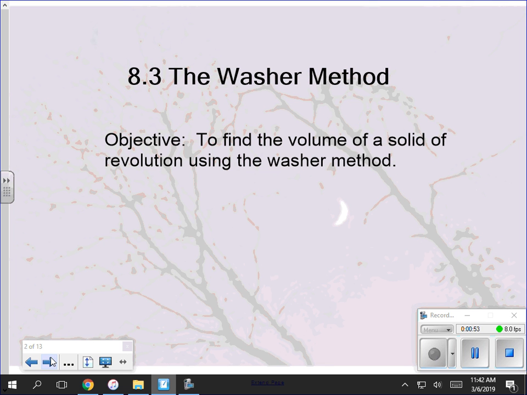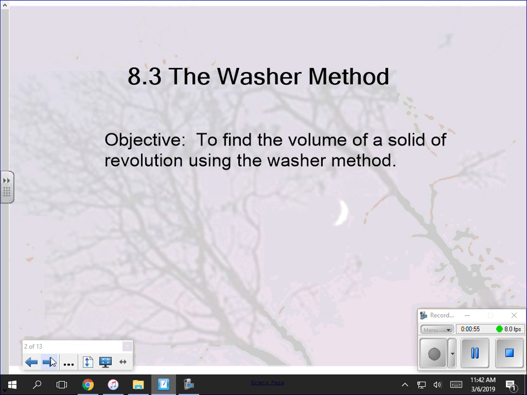Washer method. To find the volume of a solid of revolution using the washer method. So, the disk won't work. Slicing won't work. That's what the washer method does. The washer method covers when the disk won't work, when slicing won't work.